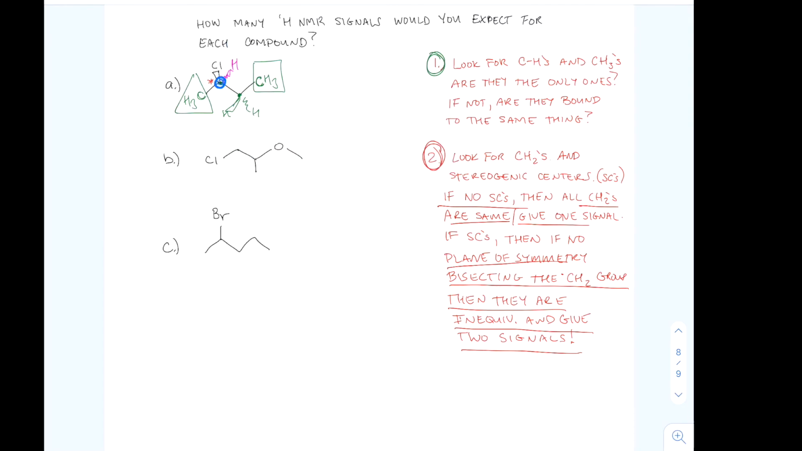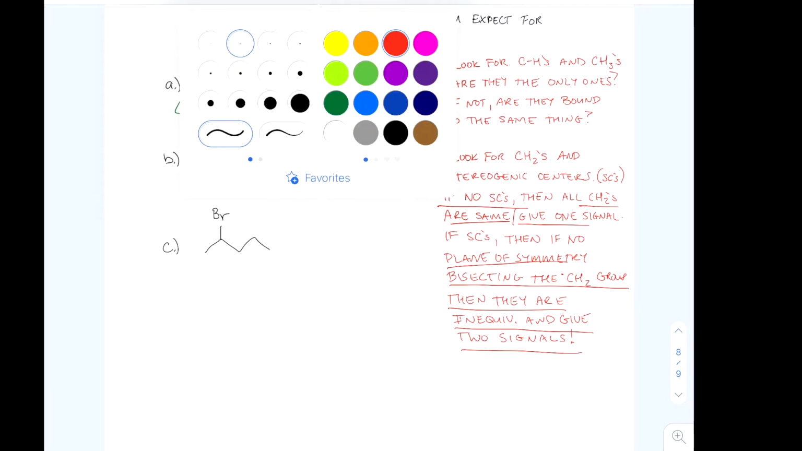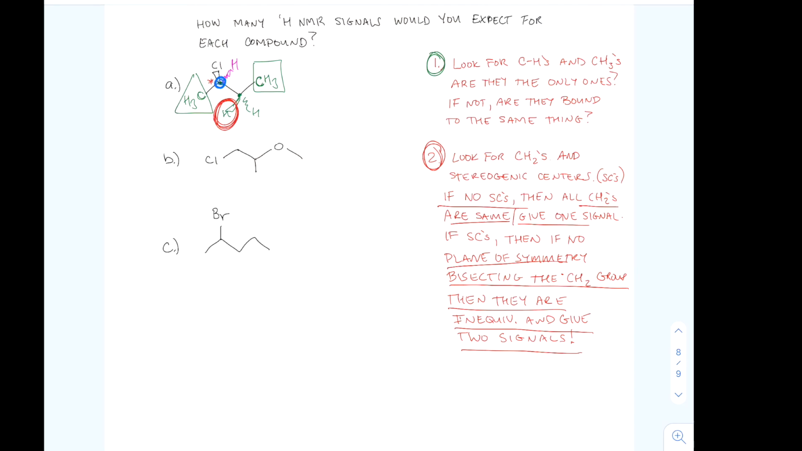I have to erase this right here because that is one signal, and let's see, what color do we want? Orange. And this is another. Hopefully you can tell the difference. Let me just do that in blue. So really what we have is one for the triangle, one for the square, 2 separate ones for the circles, so that's 4, and then 5 for the pink proton, which I can do as a diamond. So 1, 2, 3, 4, 5. 5 signals.